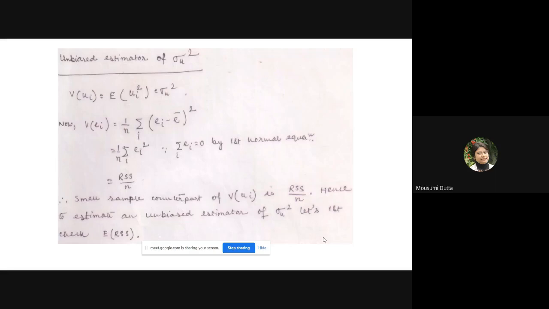Now, by the first normal equation, we find that summation ei is equal to 0, and hence e bar is equal to 0. So the variance formula reduces to 1 by n summation ei square. Now, what is summation ei square? It is the residual sum of squares. So variance of ei is RSS by n, residual sum of squares by n.